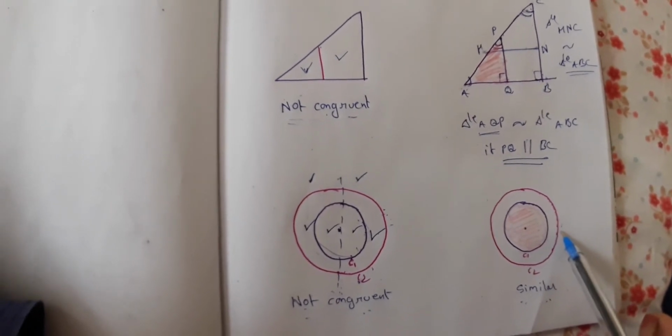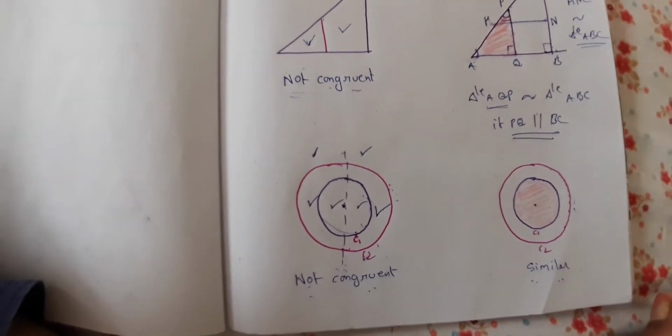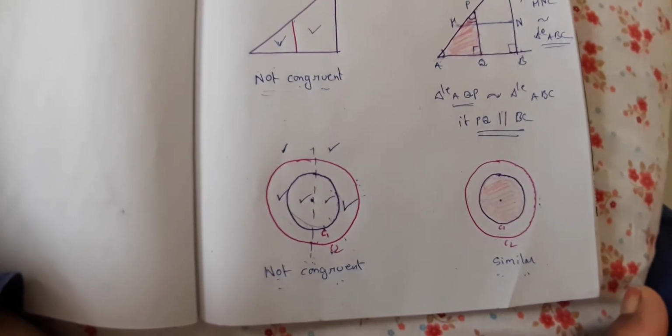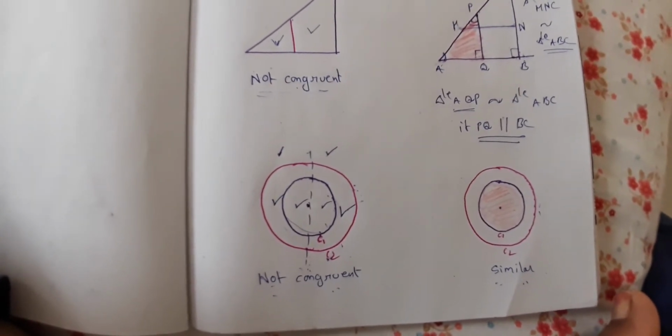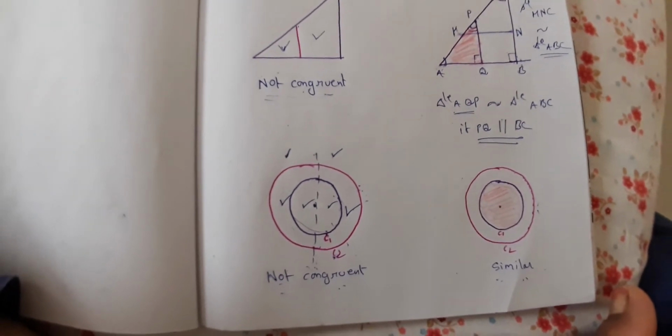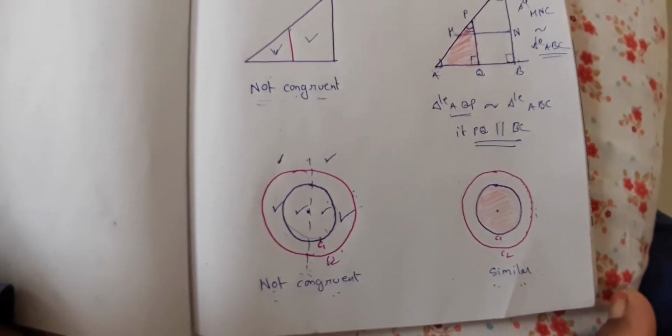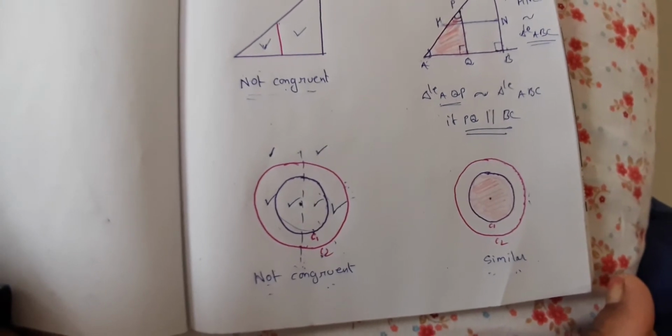Is that clear, children? Did you understand the meaning of congruency and similarity? Remember only one thing. Use your common sense always. Shape should be the same, size should not be the same. That is similar. Shape and size both are the same, then only they are congruent.